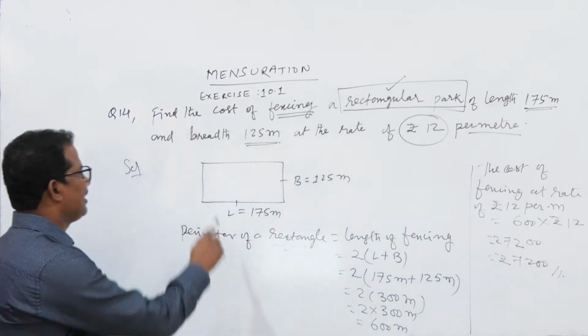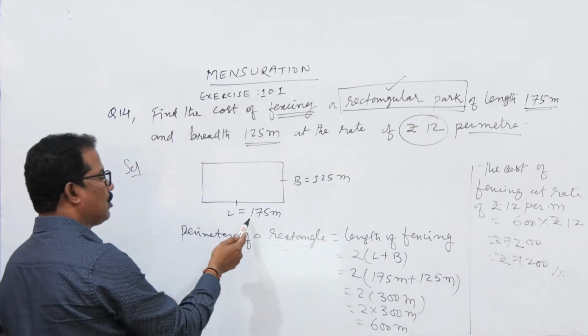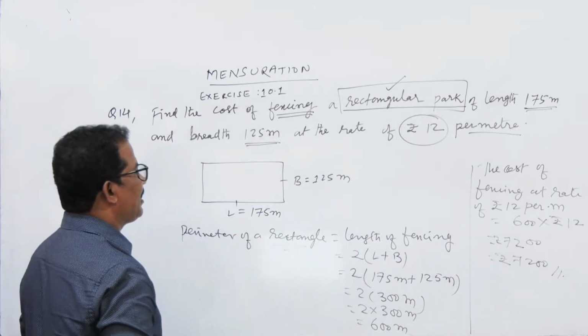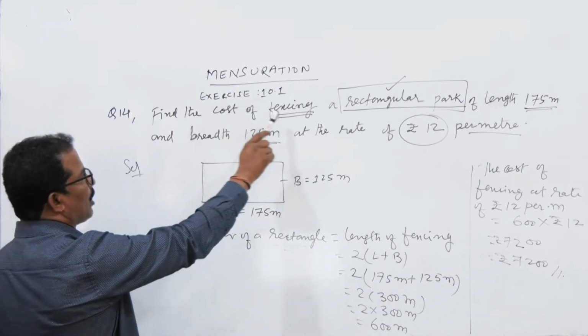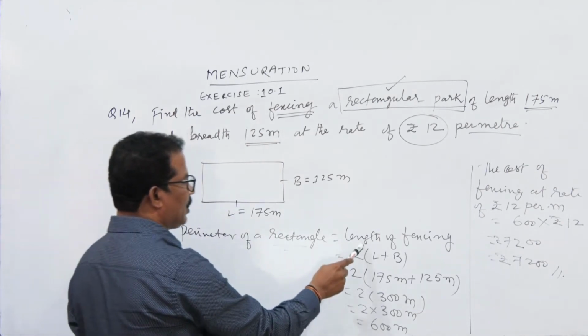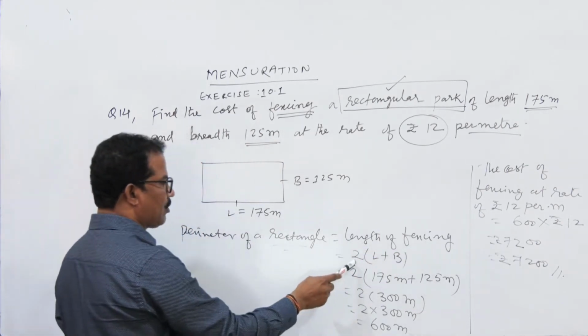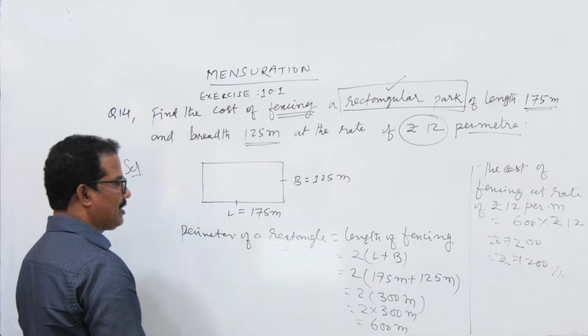Once again you see, it is a rectangle. The park is in the shape of a rectangle. Its length is 175 meter and the breadth is 125 meter. So to find the total cost of the fencing, we need to find the perimeter of this rectangle. That will be equal to the length of the fencing. That will be equal to 2 into length plus breadth. This is the formula for finding the perimeter of a rectangle.